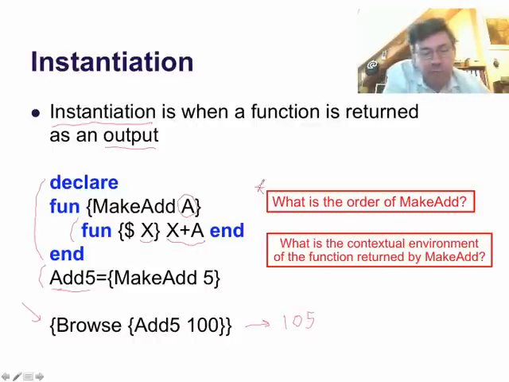So what is the order of makeAdd? Well, it returns a function of first order, so makeAdd is second order. Another question, what is the contextual environment of the function returned by makeAdd, of this function here? Well, the contextual environment contains the identifier a and the variable that a is bound to. So for add5, a variable bound to 5.